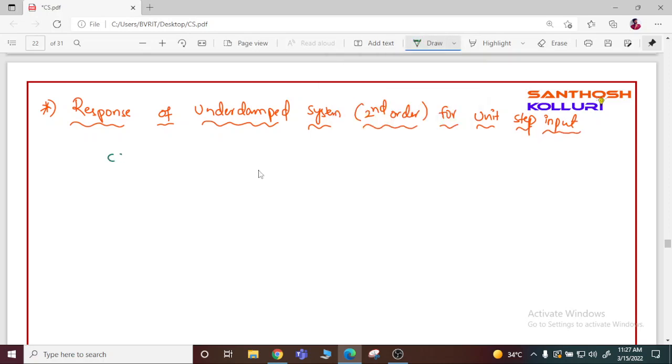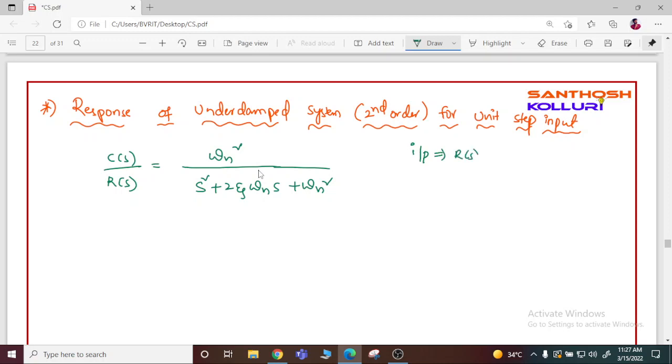So, we know that the transfer function is C of s by R of s is equal to omega n square divided by s square plus 2 zeta into omega n into s plus omega n square. So, here the input is R of s, which is nothing but 1 by s step input, and the value of zeta is lying in between 0 and 1, so called underdamped system.